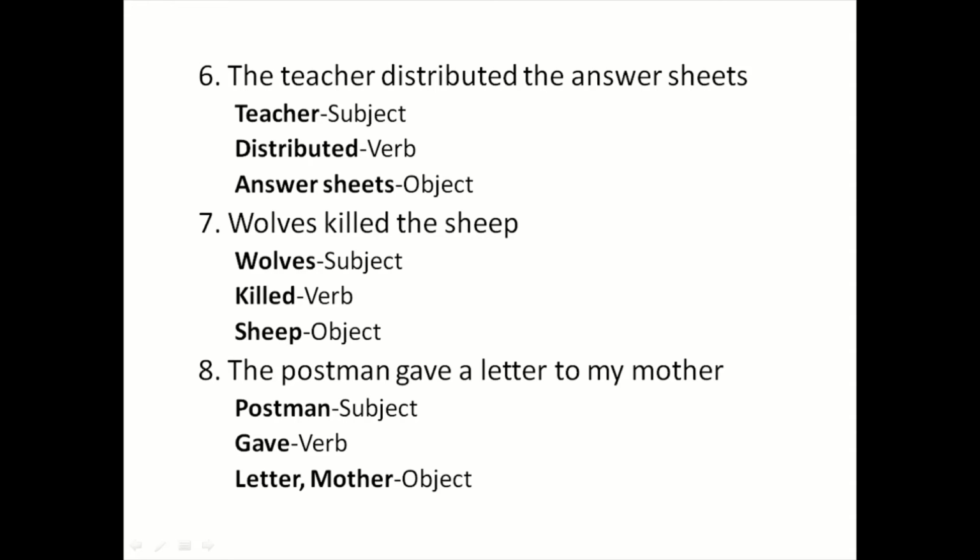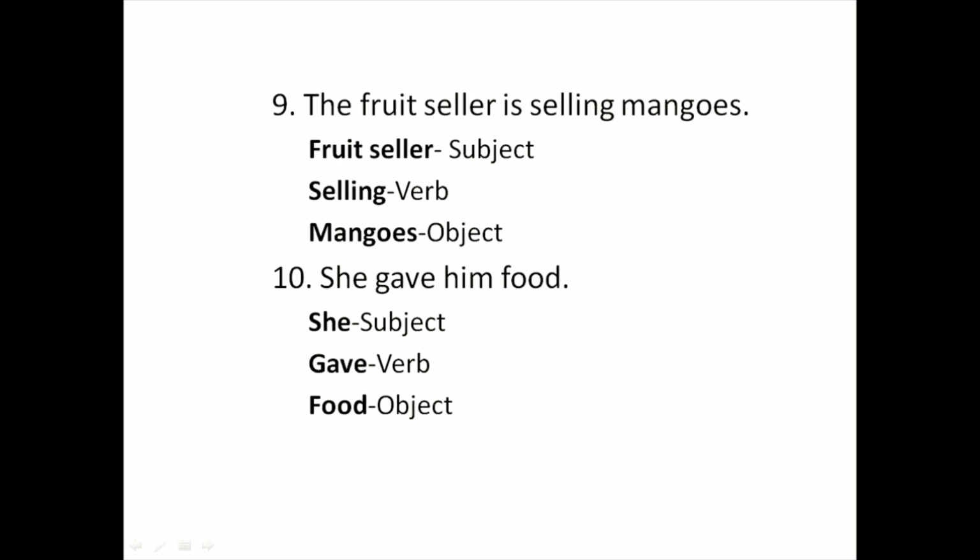The postman gave a letter to my mother. Postman is a subject, gave is a verb, letter and mother is object. The fruit seller is selling mangoes. The fruit seller is a subject, selling is a verb, mangoes is the object. She gave him food. She is a subject, gave is a verb, food is an object.